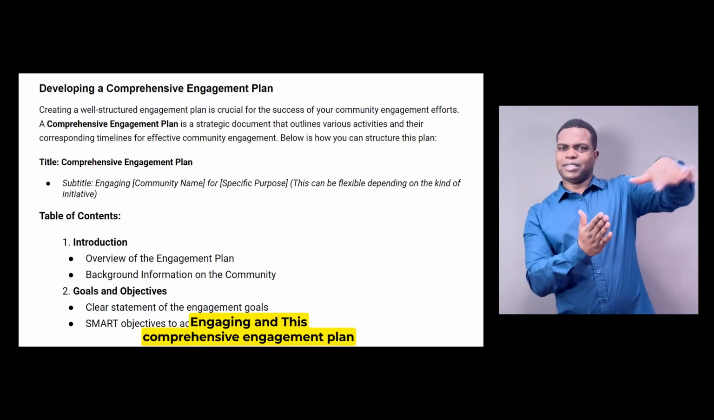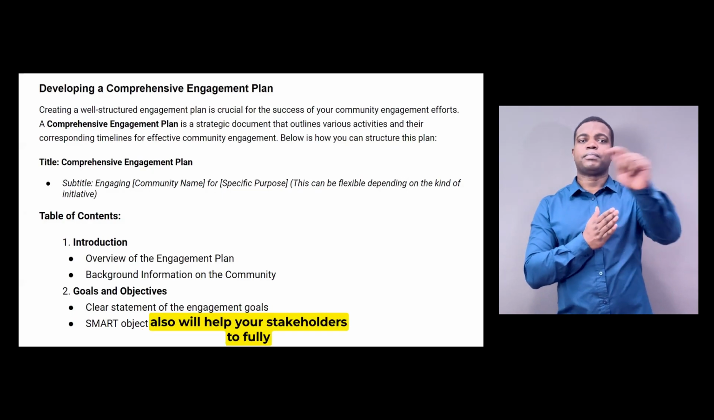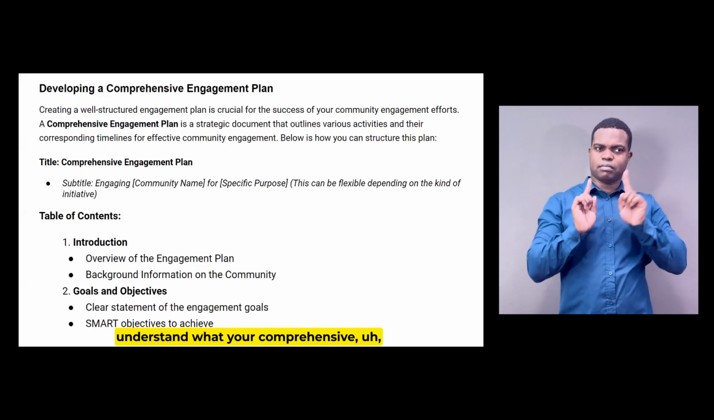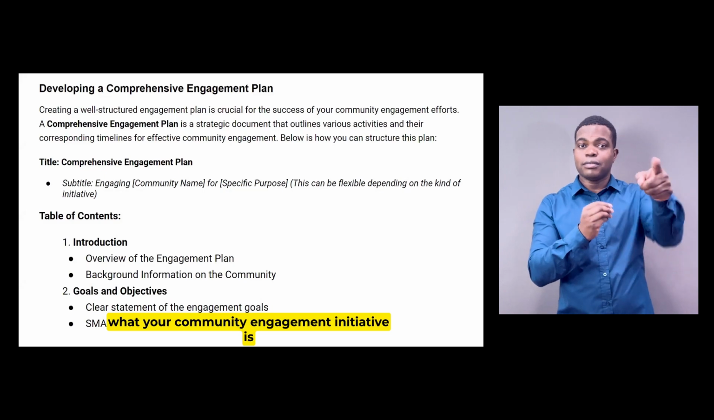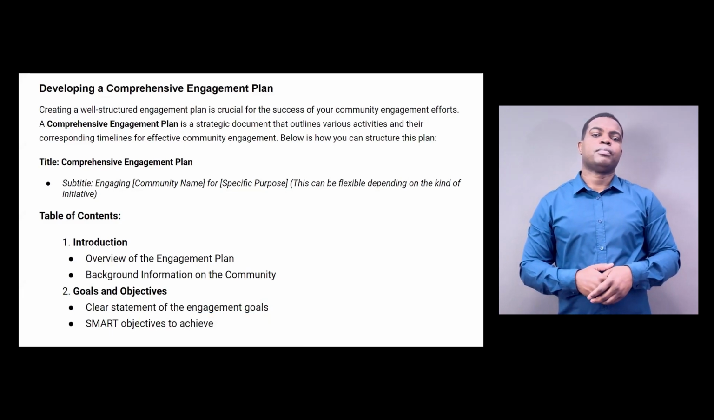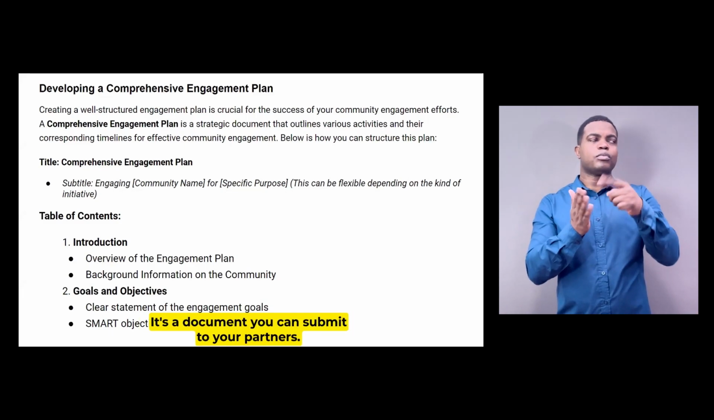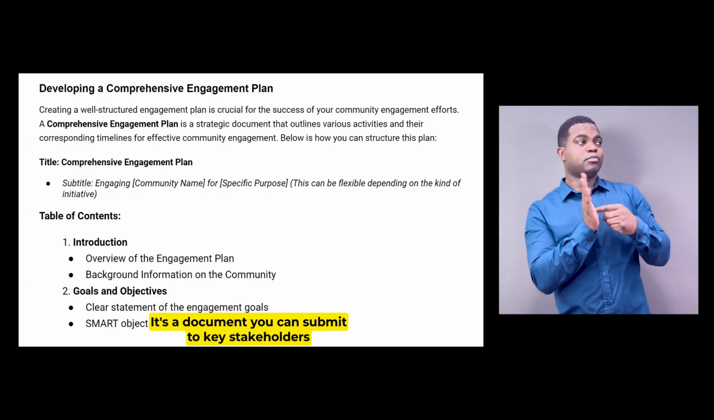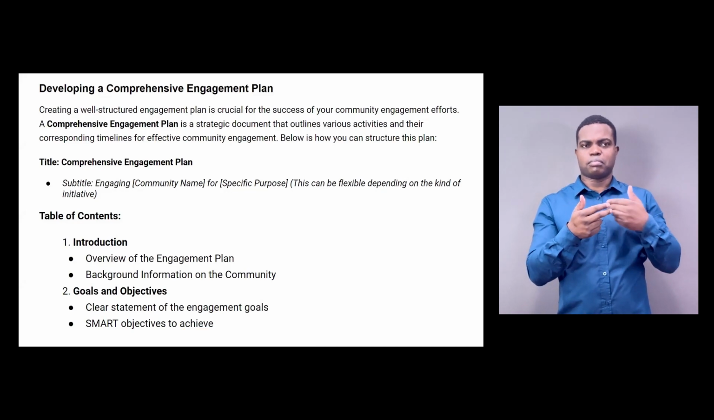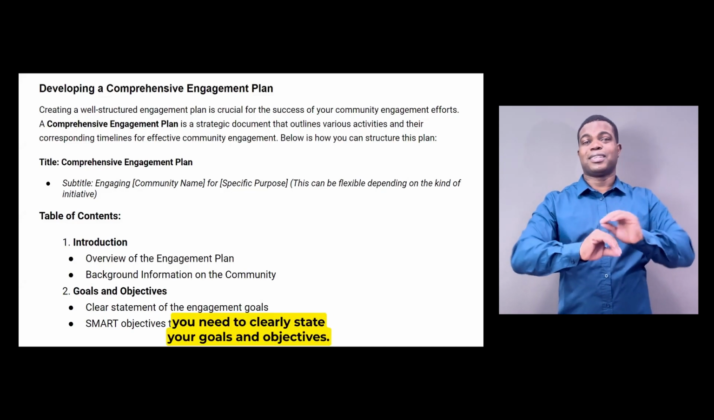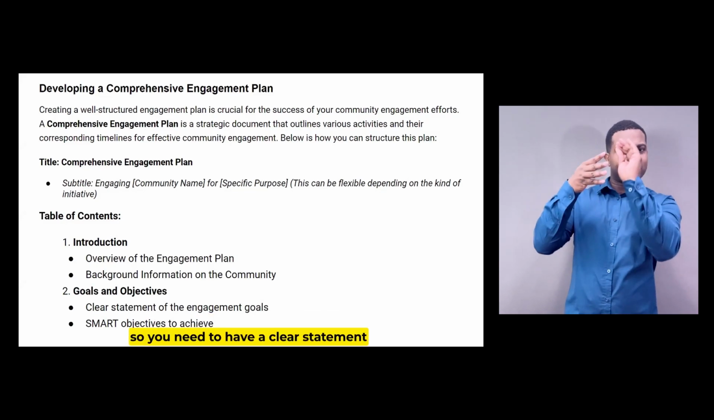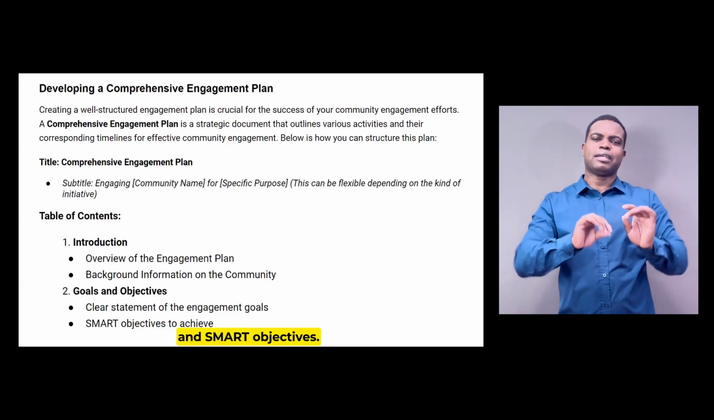This comprehensive engagement plan will also help your stakeholders to fully understand what your community engagement initiative is all about. It's a document you can submit to your funders, to your partners, and to key stakeholders within the community you want to engage. After the introduction, you need to clearly state your goals and objectives. We have talked about the goals and objectives. So you need to have a clear statement and the SMART objectives.